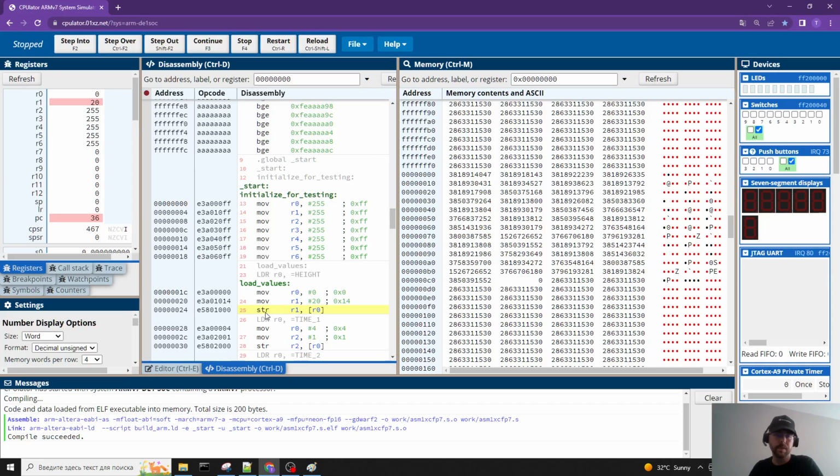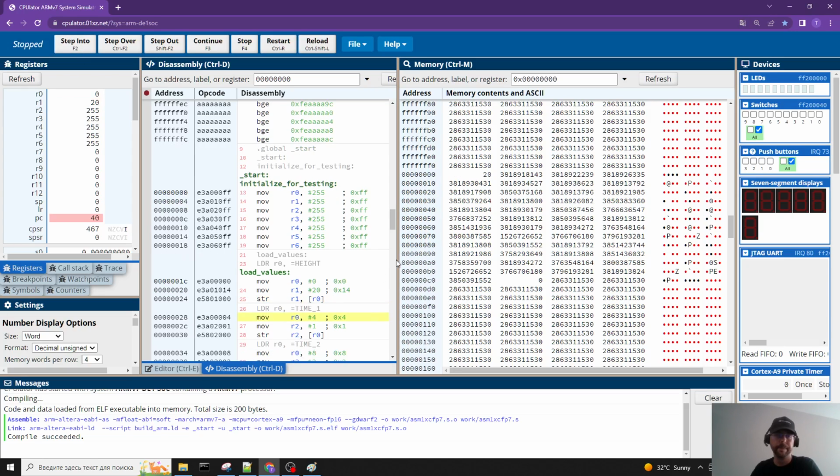Then we're going to load the decimal value 20 into register 1. Then we're going to store the value that is in register 1, which is 20, into the address that is pointed at by register 0. That's what the brackets here tell you. And that address is 0, which is the first one here. So this long thing should change to a 20, which it did.